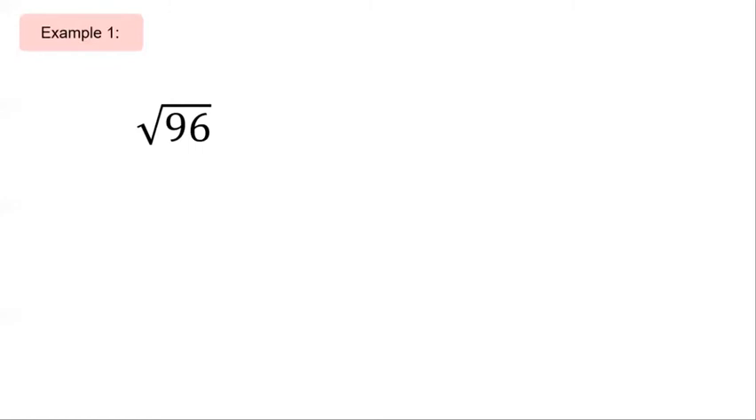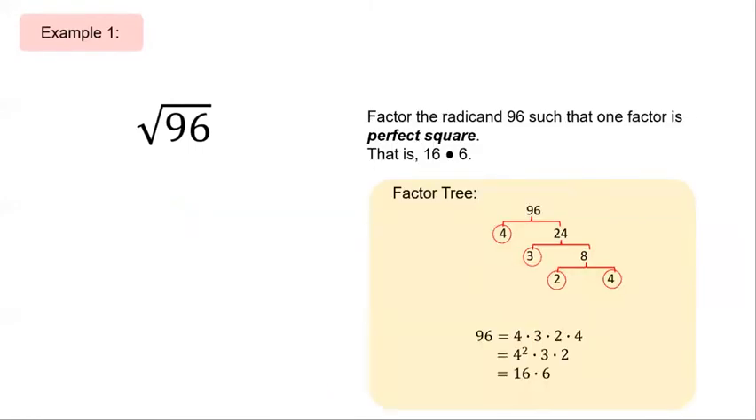Example 1. The square root of 96. So, para ma-simplify natin ito, kailangan muna natin i-factor yung 96 na kung saan yung isang factor niya ay isang perfect square. Ayan, meron tayo ditong review kung paano natin i-apply yung factor 3 kung sakaling hindi ninyo kabisado yung mga perfect squares natin. So, yung mga factors na hinahanap natin ay 16 times 6. Yung 16 ang ating perfect square.